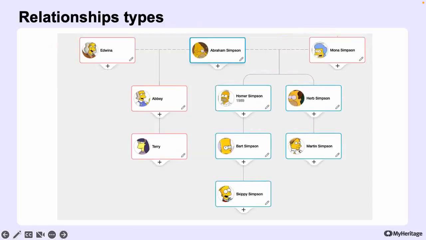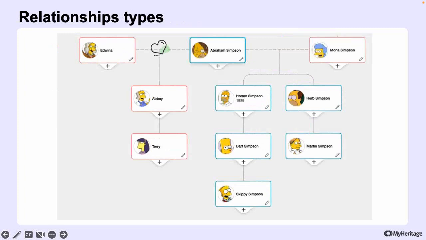Okay, so let's talk a bit about relationship types. I love to use the Simpson family because they are very interesting, and that's actually a family tree that I've built based on the Simpsons. Let's look at Abraham Simpson. He is the father of Homer Simpson, the well-known Homer Simpson. And it's easy to understand relationship types when looking at family trees and ancestors.